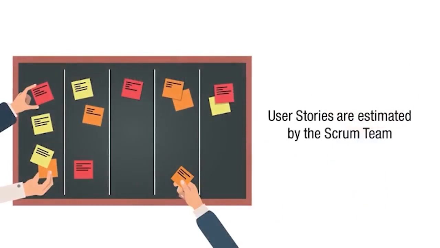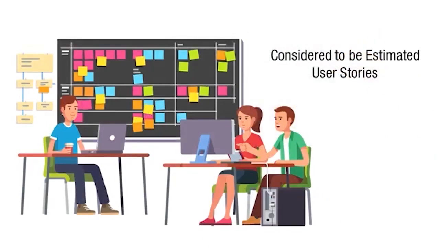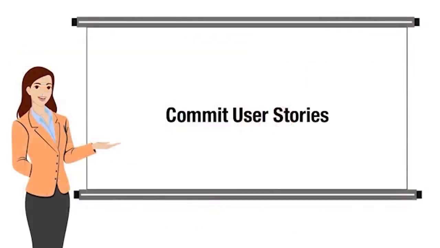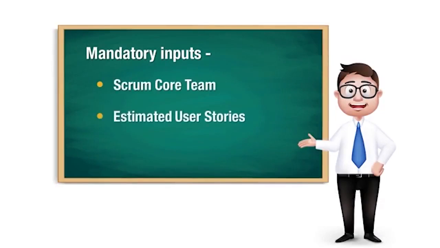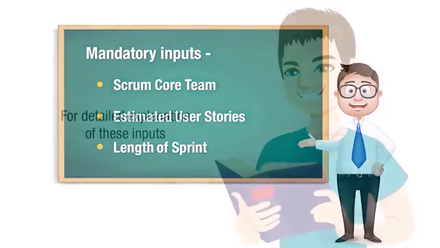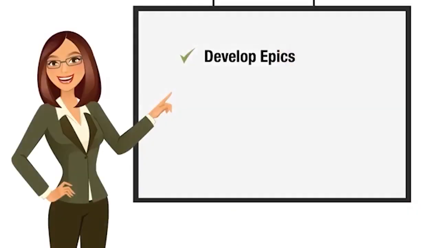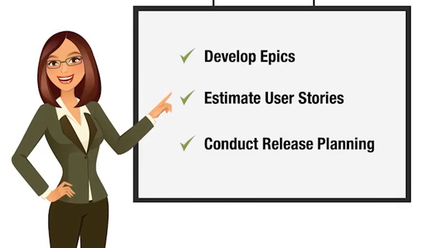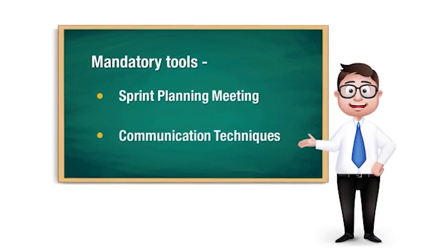After the user stories are estimated by the Scrum team using the various estimation techniques discussed in this section, they are considered to be estimated user stories. The next process is commit user stories. The mandatory inputs of this process are Scrum Core Team, estimated user stories, and length of sprint. For detailed explanation of these inputs, please refer to the discussion on them in Develop Epics, Estimate User Stories, and Conduct Release Planning Processes. The mandatory tools used in this process are Sprint Planning Meeting and Communication Techniques.